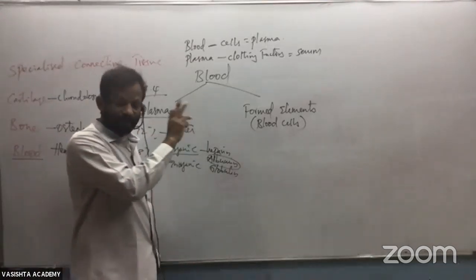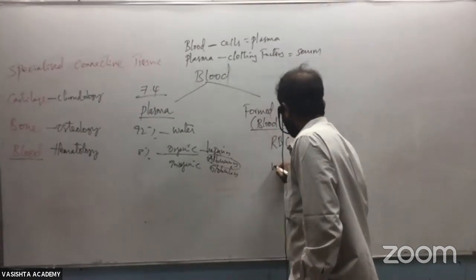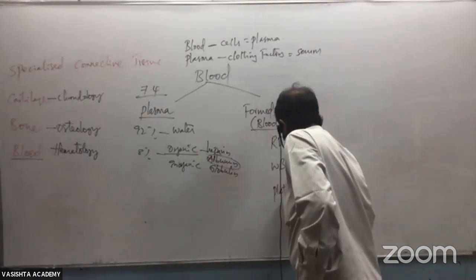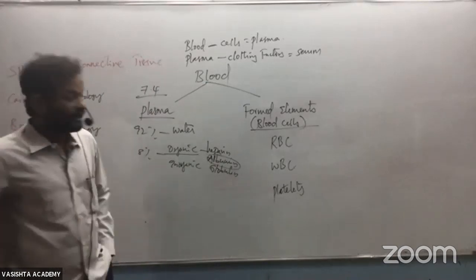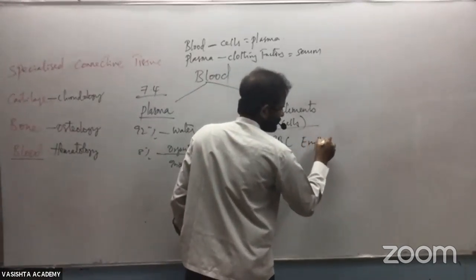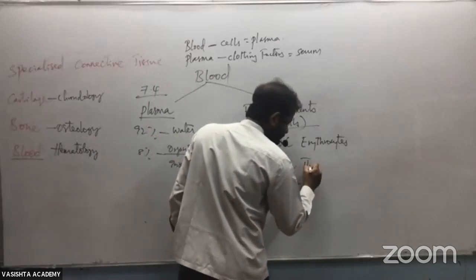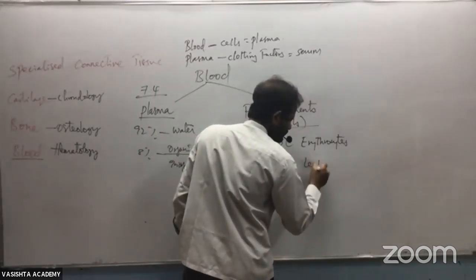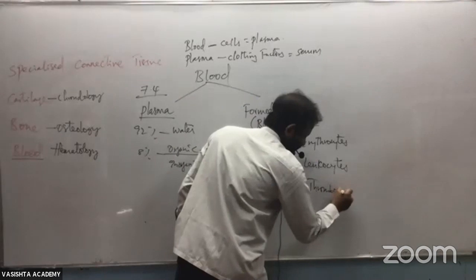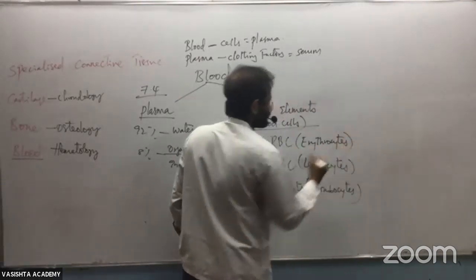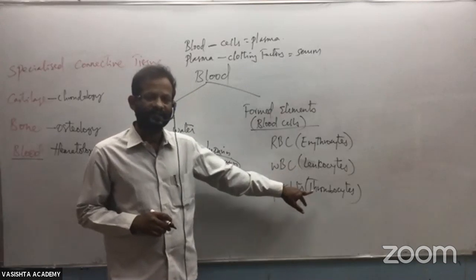Now if you come to formed elements, there are three categories: RBCs, WBCs, and platelets. RBCs are called erythrocytes, WBCs are called leukocytes, and platelets are called thrombocytes. So these are the other names.